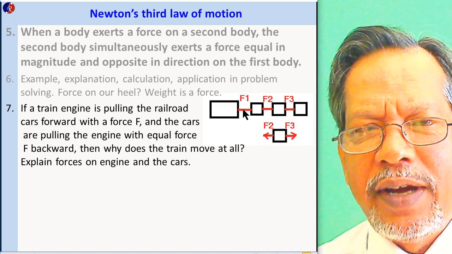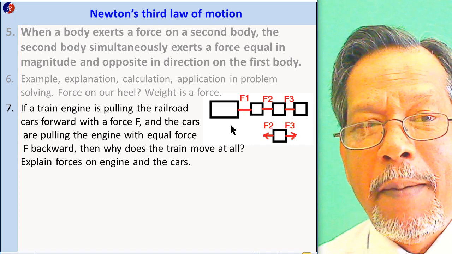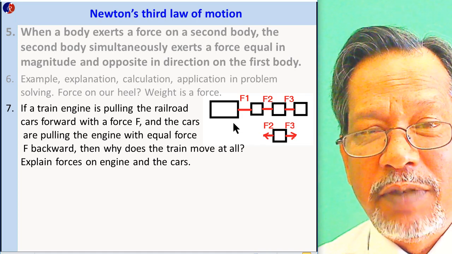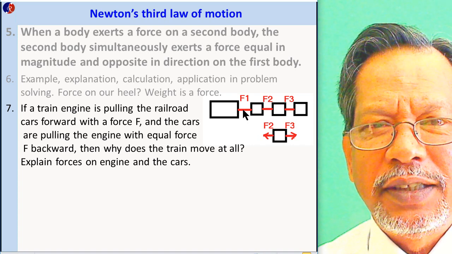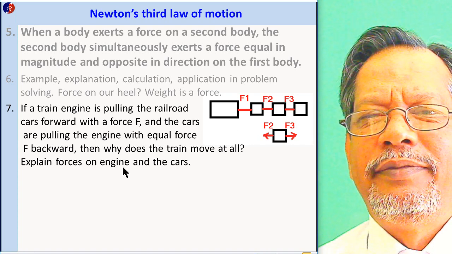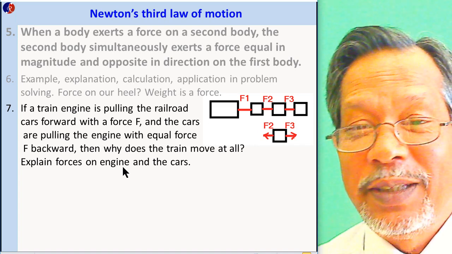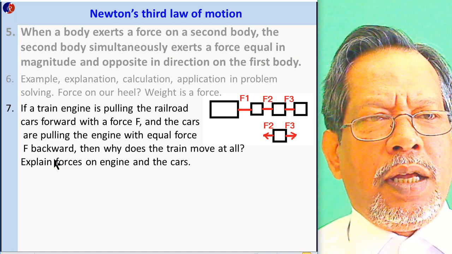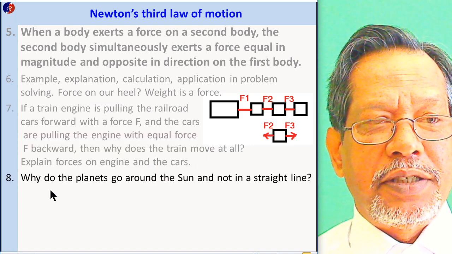Okay, that's exactly what's happening on the engine. Engine is being pulled back in this direction by F1. But the force from the ground, the rail tracks on the wheel, is larger than this F1. So the engine moves. Okay? Think about this. It's not that simple. Okay, good. Explain the forces in the engine and the cars. I just did.